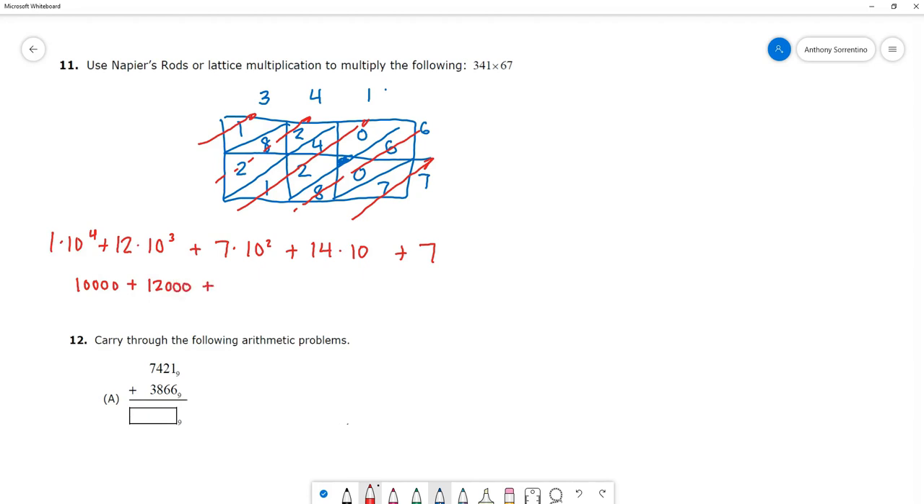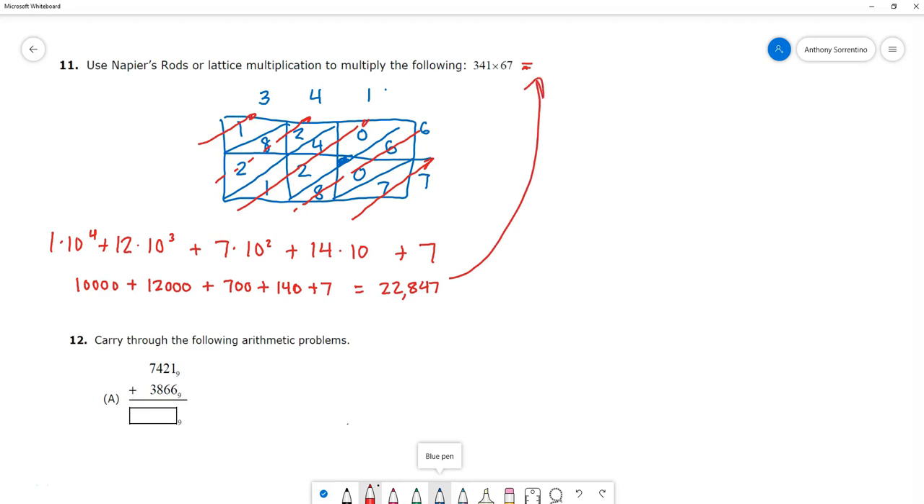7 times 10 squared is going to be 700. Plus 14 times 10 is going to be 140. Plus 7, and I add these up. So I'm going to have 22,000. 700 plus 140 is 840 plus 7. So I'm going to have 22,847. And if you multiply this out on a calculator, you get the exact same thing.